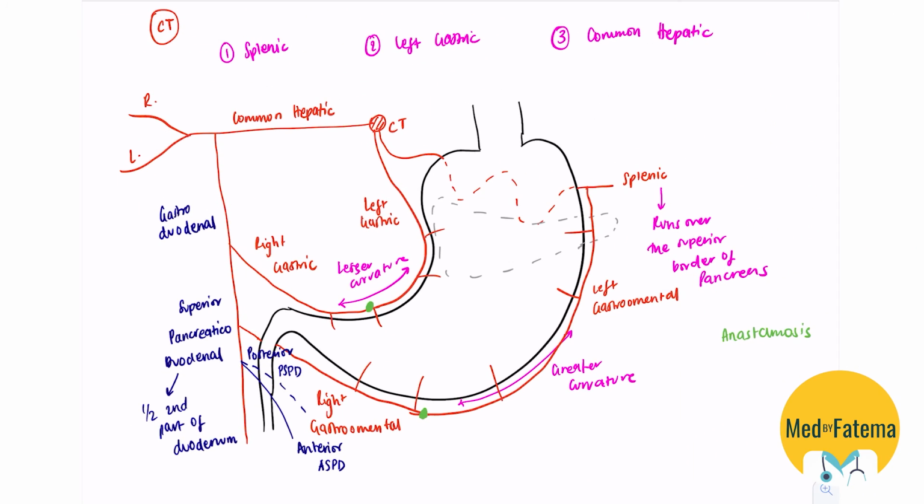So that is it for the celiac trunk. In the next video we will discuss the blood supply of the lower GI tract, which is done by the superior mesenteric artery and the inferior mesenteric artery. To summarize, the celiac trunk is an unpaired artery from the abdominal aorta, and it has 3 branches: the splenic, the left gastric, and the common hepatic artery. Thank you.